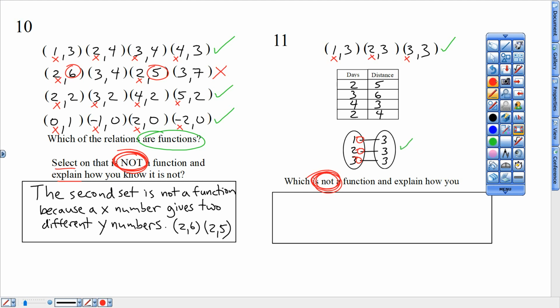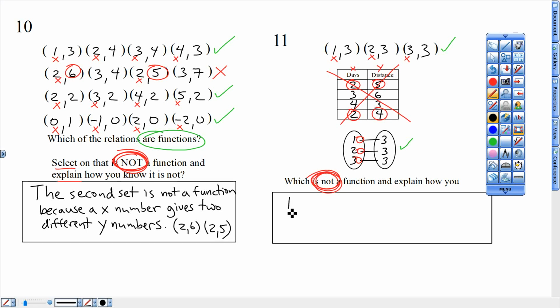And then if I look at this guy, these are like my x numbers. These are my y numbers. I have a 2 and a 2 spit out 2 different numbers. And again, can't have that. So that's the bad one. So explaining one, that's not bad.